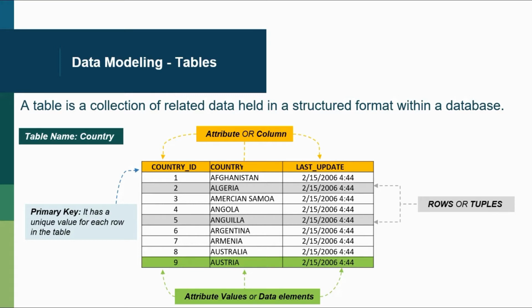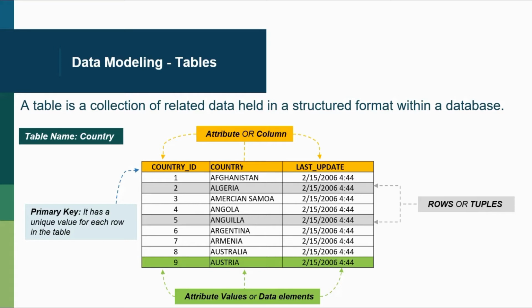So I've given an example of a country table. Let's try to look at each section of the table. The stuff that's highlighted in orange are basically the attributes or columns. So we have country ID, we have country, and then we have last updated column. Country ID lists individual unique IDs, the country lists the textual information, and then there's a time value for last updated. So these are columns or attributes. If you look at the bottom section of the slide, highlighted in green, those are actual values or data elements.